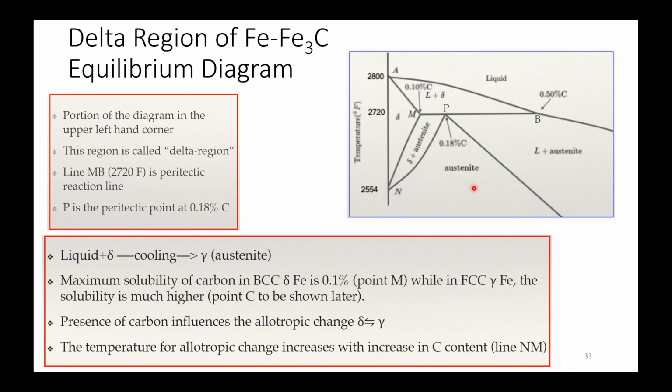Now there are various parts of the iron carbon diagram. So in this case it is your Fe3C equilibrium diagram having the delta region.